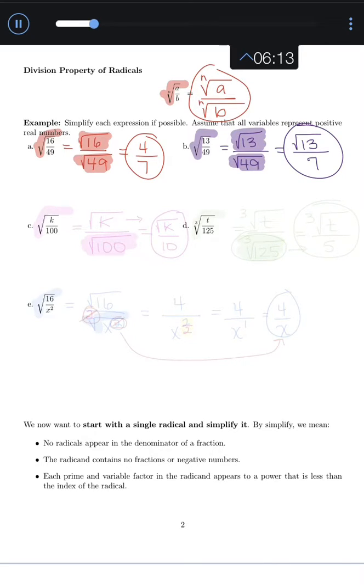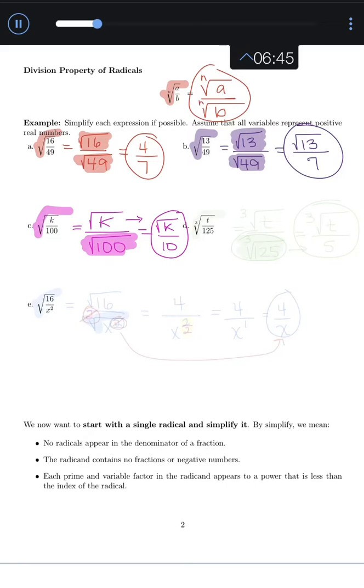Let's look at C. In C, again, we've got another square root. So we'll take the square root of the top first, so that'll give us the square root of k, over the square root of the bottom, which is 100. Again, I can't take the square root of the k on top, but I can take the square root of the 100 on the bottom. The square root of the 100 on the bottom is just 10. Square root of k, though, has to stay as is, so that will stay as square root of k, and we're done with C.